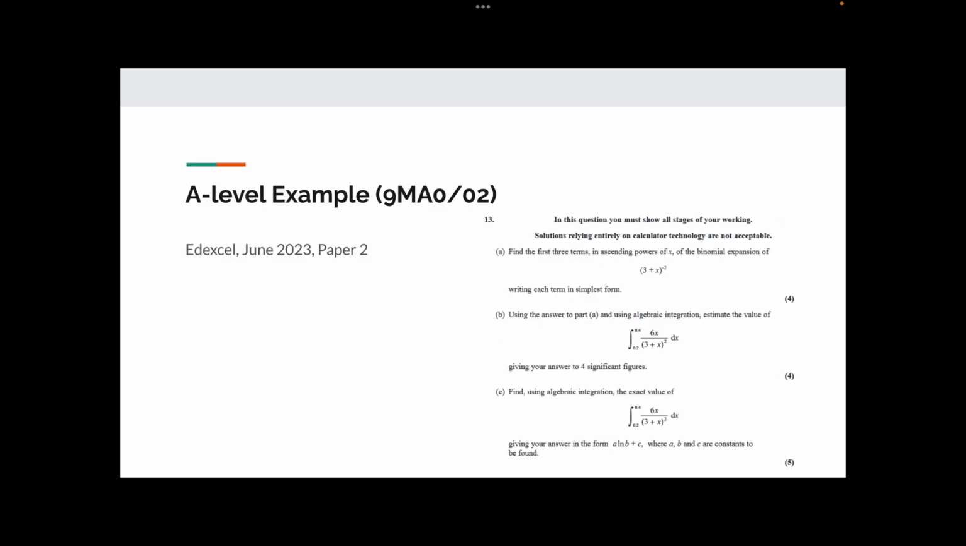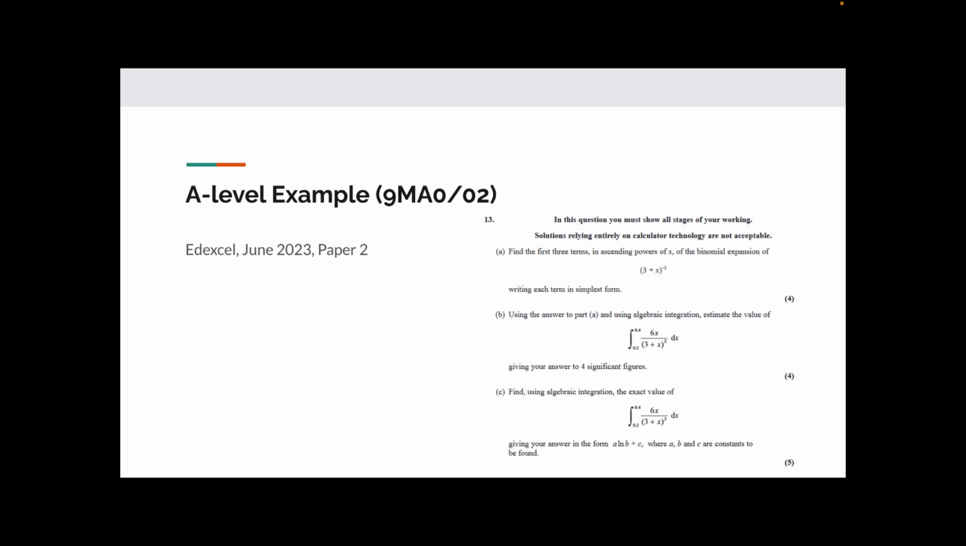Moving on to the next example from Edexcel. This is from Edexcel June 2023, from paper 2. And I love this question because it ties a lot of concepts together. In particular, this one covers, well, they call it the binomial theorem for negative exponents, but I just call it the Maclaurin because it is a Maclaurin series.